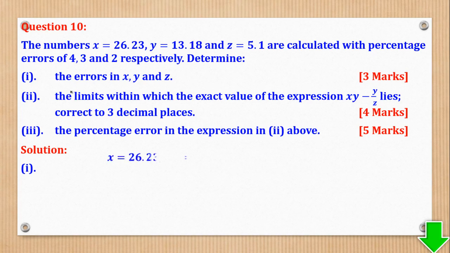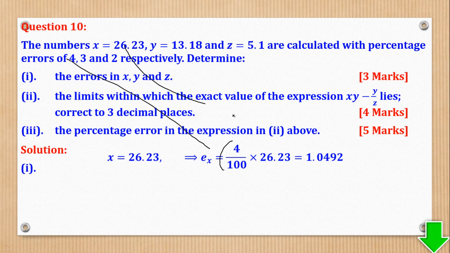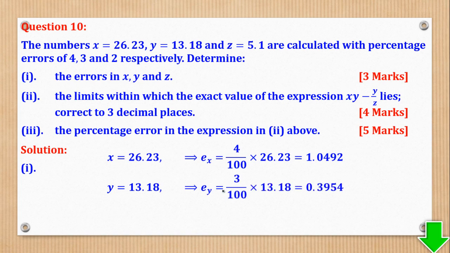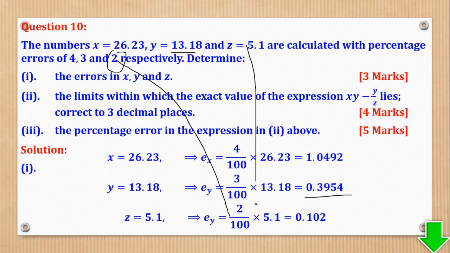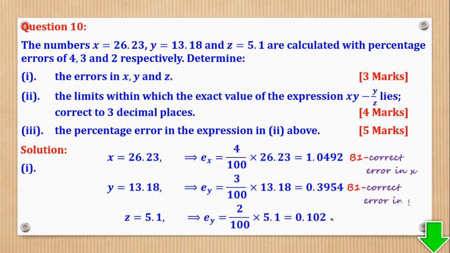So percentage error, to get the error, it will be that percentage error, which is 4 over 100 times the value of X, to give you the error in X. So when I multiply, I come up with this as the error in X. Do the same for Y. Percentage error is 3, so it will be 3 over 100 times 13.18 to give you this. Error in Z, percentage is 2, so 2 over 100 times 5.1 to give you this as the error. And that's what they wanted.